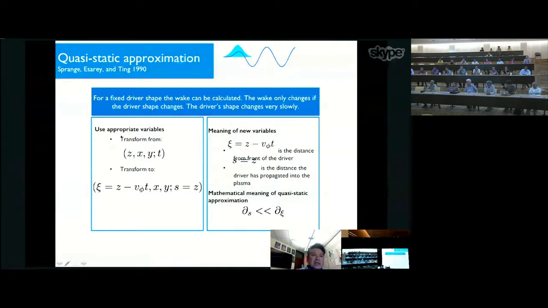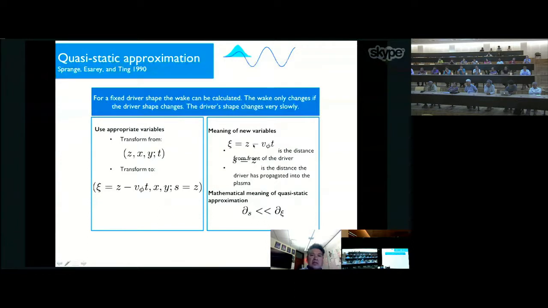So the idea is that for this field, because the wakefields and the drivers have velocities very close to the speed of light, it makes sense to make a mathematical transformation from z, x, y, and t to ξ, which is z minus v_phase t, x, y, and then s, which is z. So this represents where you are in the wakefield with respect to the head of the driver. And this variable here represents how far the driver has moved into the plasma.